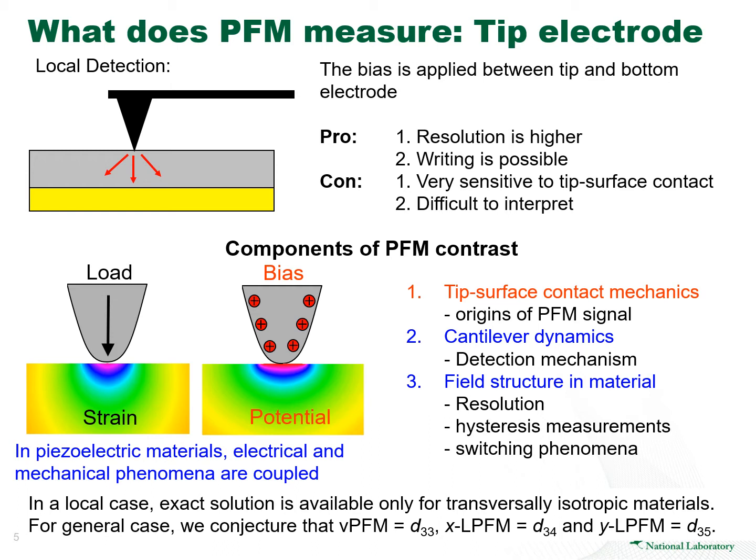So what happens if we have the tip? We apply the load and the bias, and we want to find the strain and potential inside the material. So in the local case, the exact solution is available only for the transversal isotropic materials, and as a good zero-order approximation, we conjecture that vertical PFM signal is the D33, X LPFM signal is D34, and Y LPFM is the D35. So this is a zero-order approximation, and in the rest of this presentation, I will illustrate how we can derive exact and approximate solutions for more complex materials.